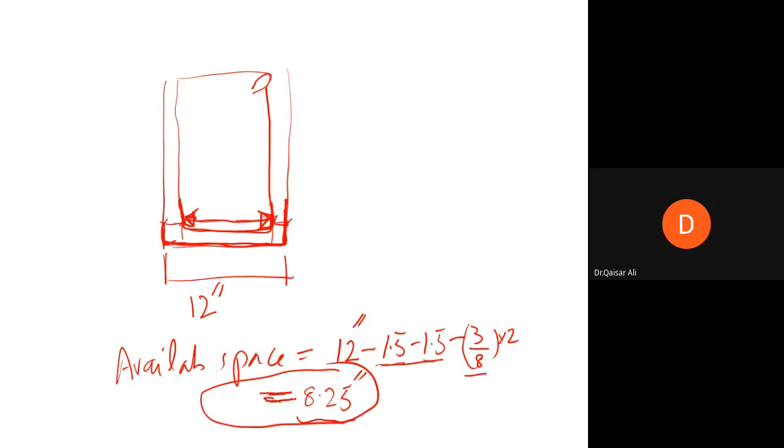8.25 inch. Okay? Yes, sir. Yes, sir. Thank you, sir. Available space is 8.25 inch.